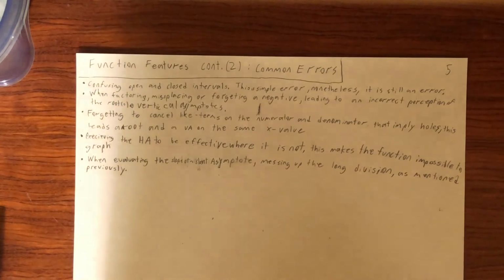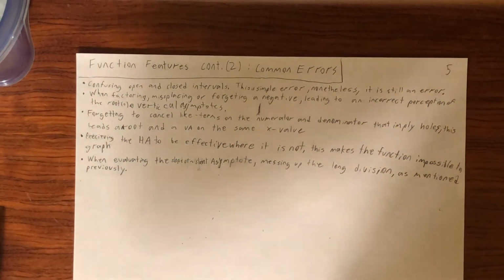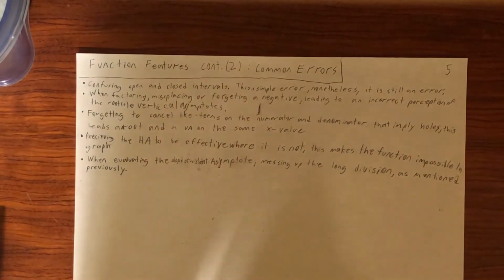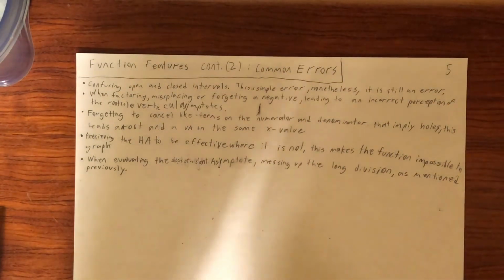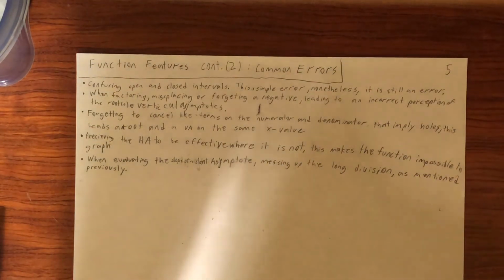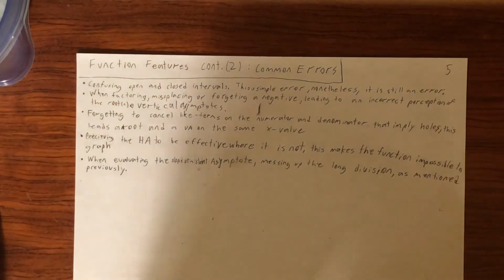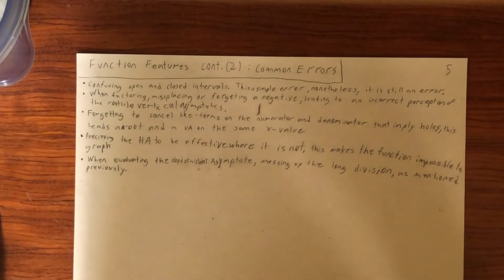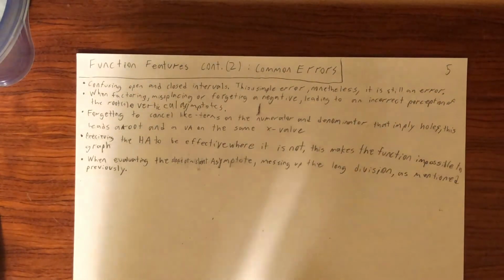Function features, common errors. One common error would be to confuse open and closed intervals. This is a pretty simple error, but it's still pretty bad when you do it. When factoring, misplacing or forgetting a negative, leading to an incorrect perception of the roots or vertical asymptotes. You could also forget to cancel like terms on the numerator and denominator when they imply a hole. This leads to a root and a vertical asymptote on the same x value, which is impossible.